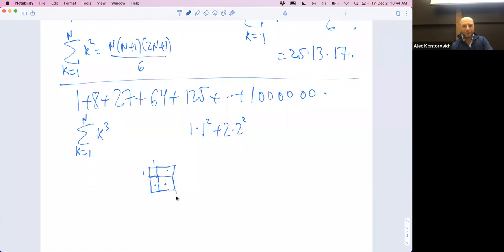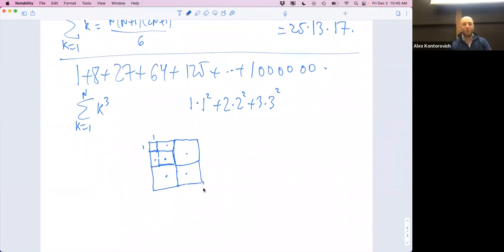Here's a 1, 2, 3 by 1, 2, 3 square, and a 1, 2, 3 by 1, 2, 3 square, and 1, 2, 3 by 1, 2, 3. And there are 3 squares. Each of the squares is 3 by 3. I'm computing the area of this shape. Everybody see that?